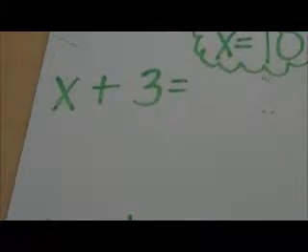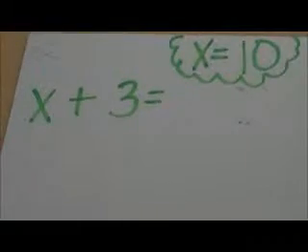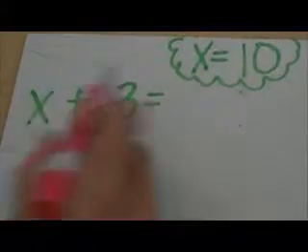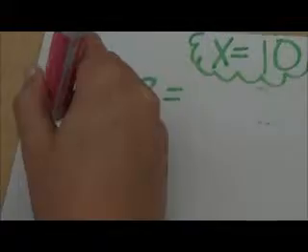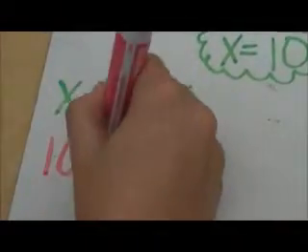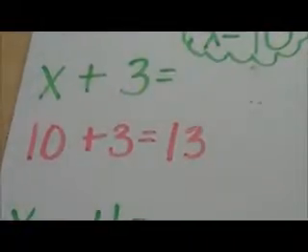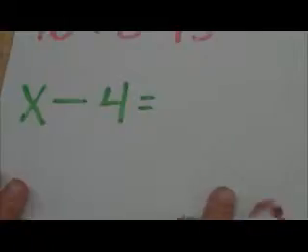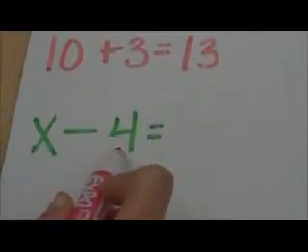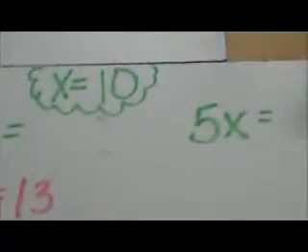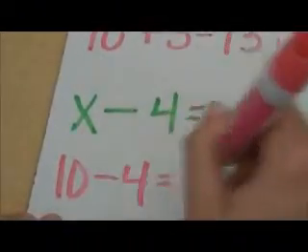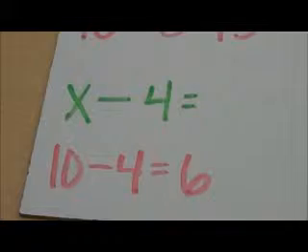I'm going to rewrite this equation and plug 10 in for x. So this will really say 10 plus 3. And we should all know that 10 plus 3 equals 13. Our next one, x minus 4. Again, x is still 10, so I'm going to plug that in. 10 minus 4 equals 6.